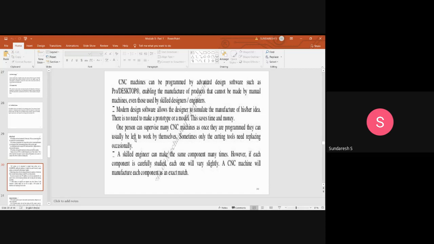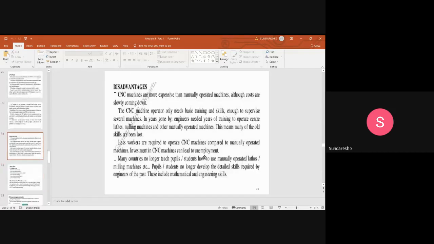Also, one person can supervise many CNC machines. Once they are programmed, they can usually be left to work by themselves. Sometimes only the cutting tools need replacing occasionally. A skilled engineer can make the same component many times. However, if each component is carefully studied, each one will vary slightly. A CNC machine will manufacture each component as an exact match.